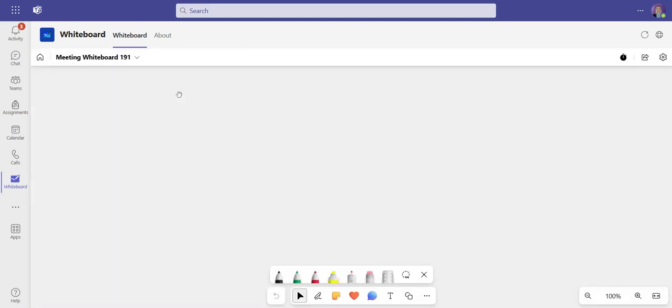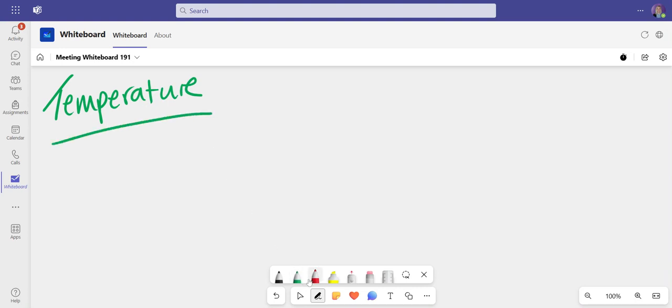So if we were specifically looking at temperature, the homeostasis of temperature, we can add more specific examples onto our graph.